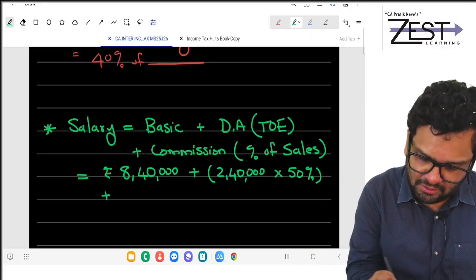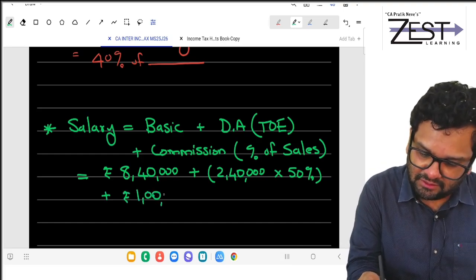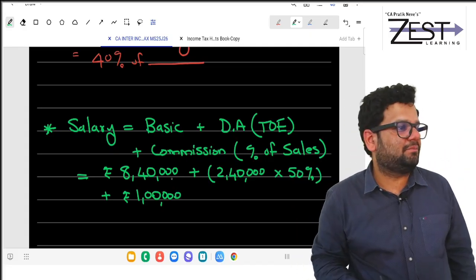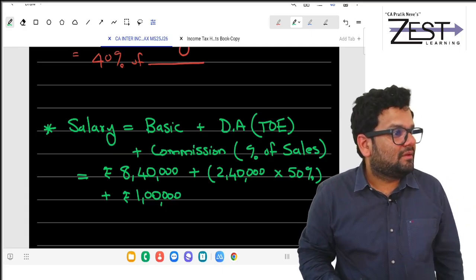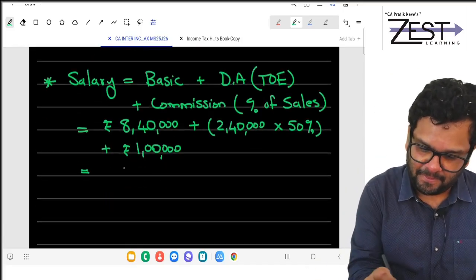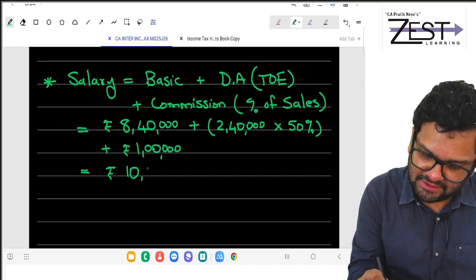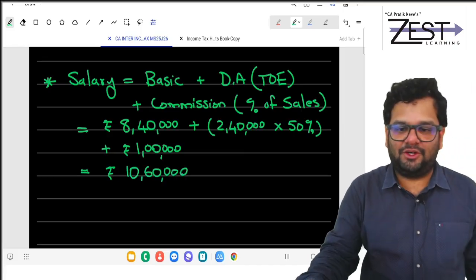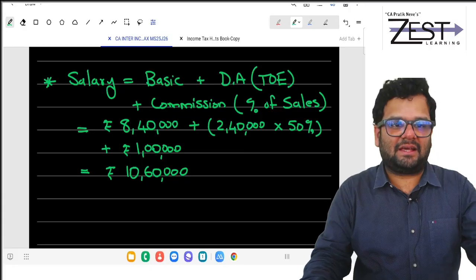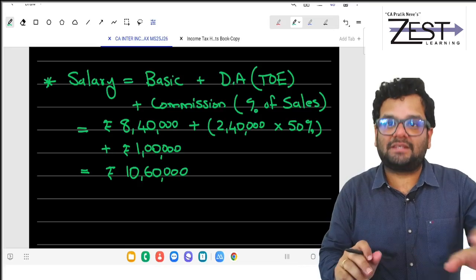Plus commission. Which commission you want? Percentage of sales. So that 1 lakh we have taken. Coincidentally, both figures are 1 lakh of commission in our example. Which 1 lakh we have taken? Percentage of sales. So what is your final salary? 10,60,000. Check. Did you all get 10,60,000?